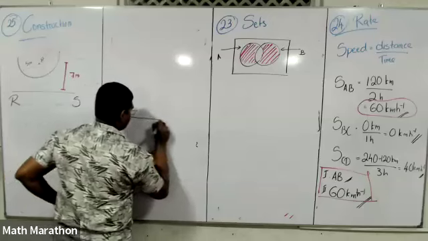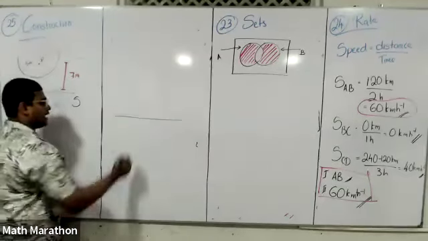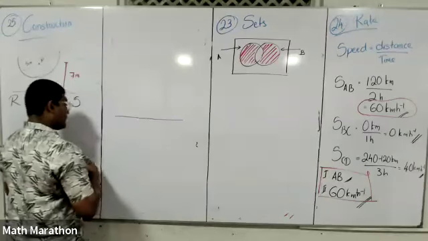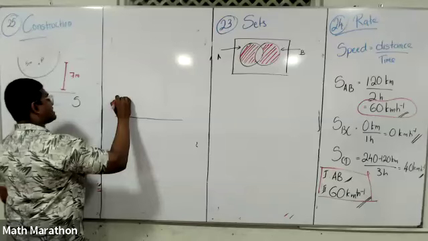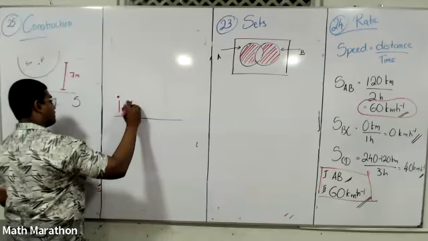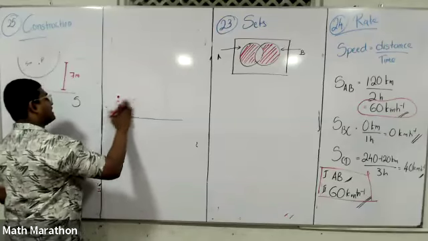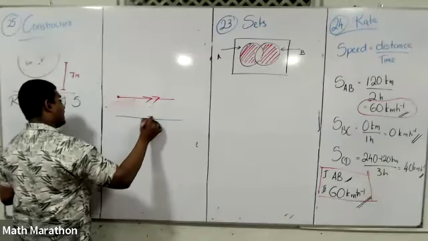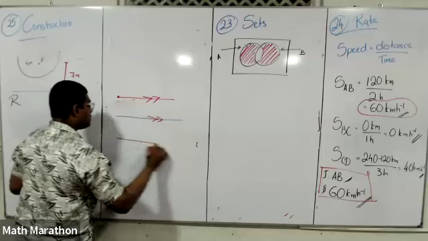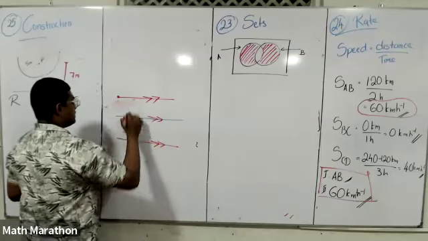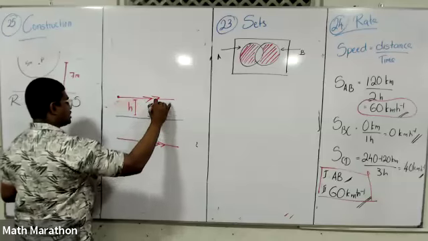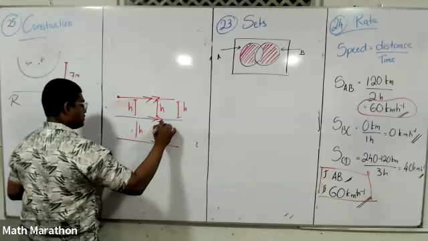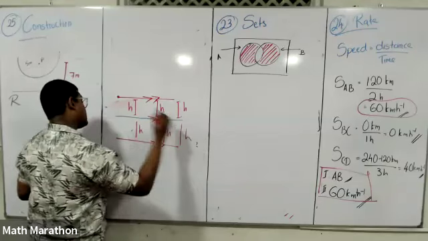when there is a fixed line, and if a point has to travel at an equal distance from that line, the path is always what? The path is a parallel line to it. It can be up or it can be down. Then only the gap is constant.